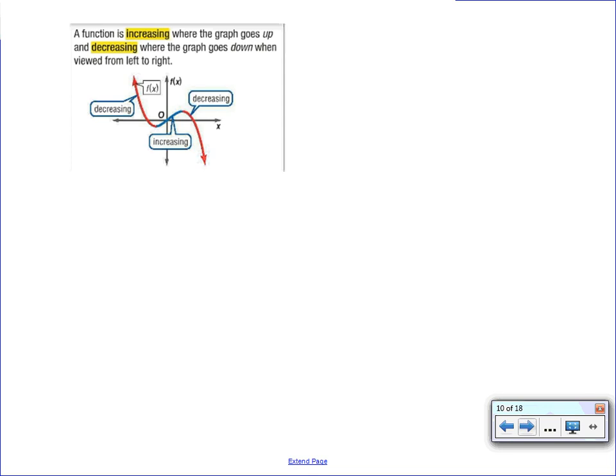You can also look at a graph and see if it's changing. Is it increasing? Is it decreasing? And if we look at this example, we can see that it's decreasing here, right? And then it changes and it starts increasing and then it's decreasing again. Pretty self-explanatory, right?